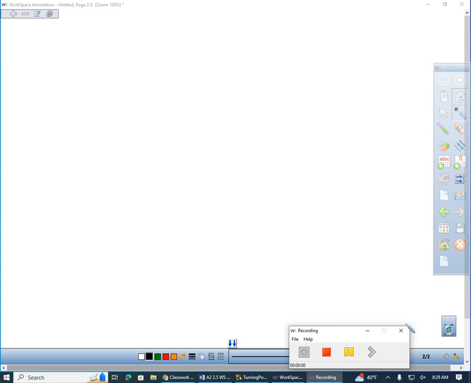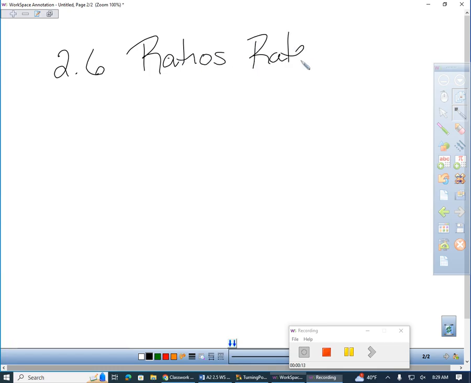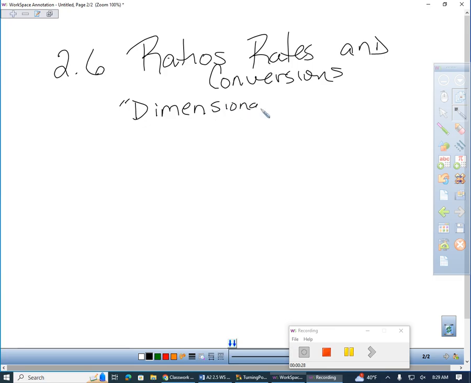Today we are studying 2.6. Your book calls it Ratios, Rates, and Conversions. We call it dimensional analysis. So what that really means is that we are converting from one label to another.